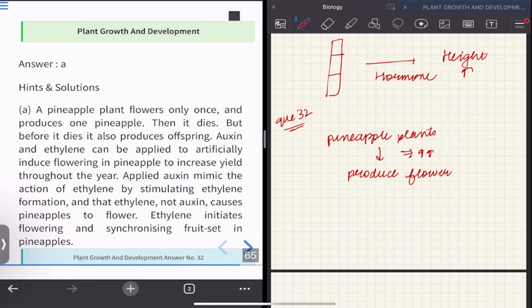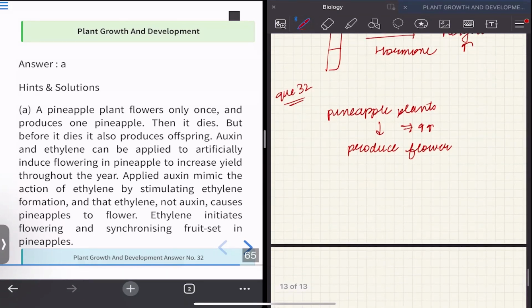So, auxin and ethylene can be applied to artificially induce flowering in the pineapple plant to increase yield throughout the year. Applying auxin mimics the action of ethylene by stimulating ethylene formation, and that ethylene, not auxin. Actually, ethylene causes the pineapple to flower because ethylene initiates flowering and synchronizes fruit set in the plant.